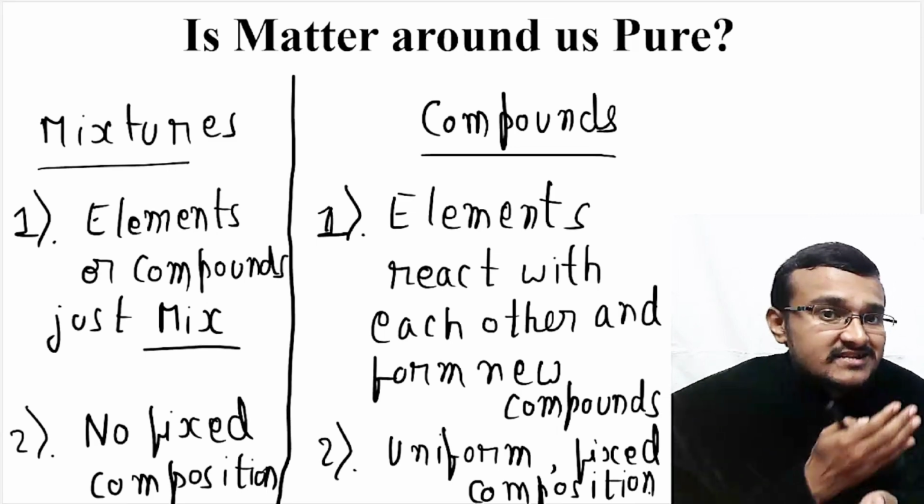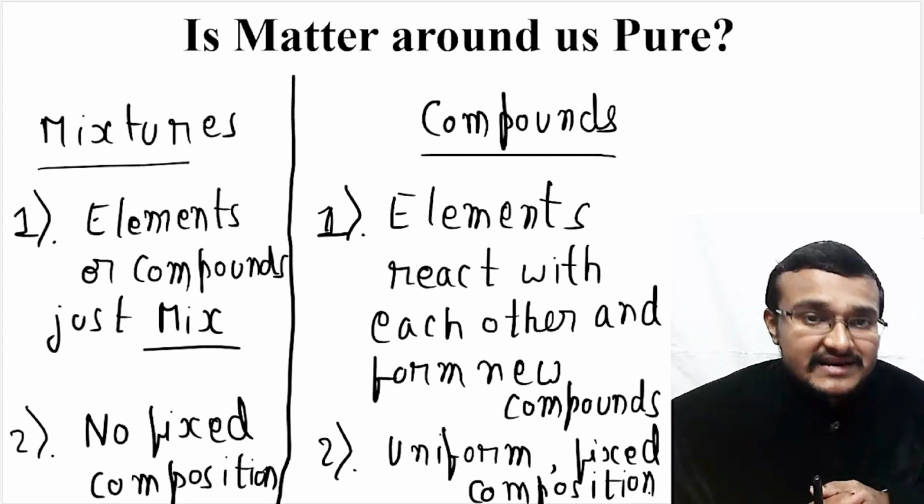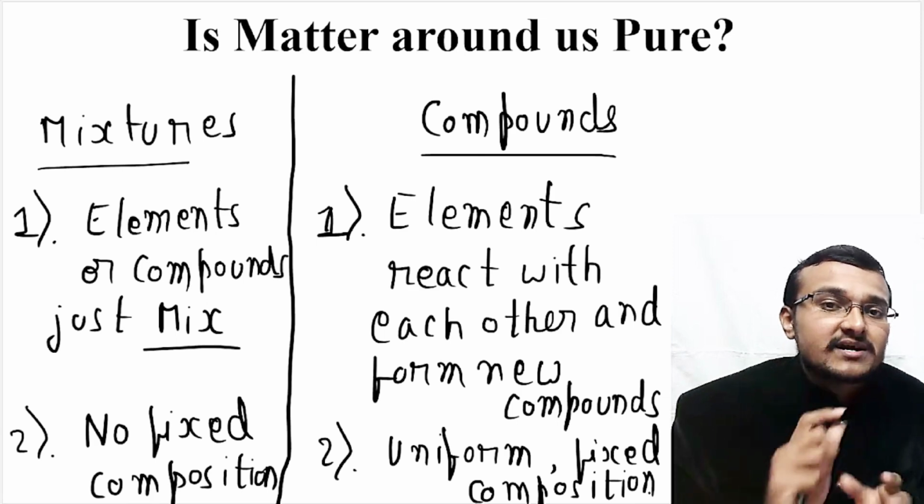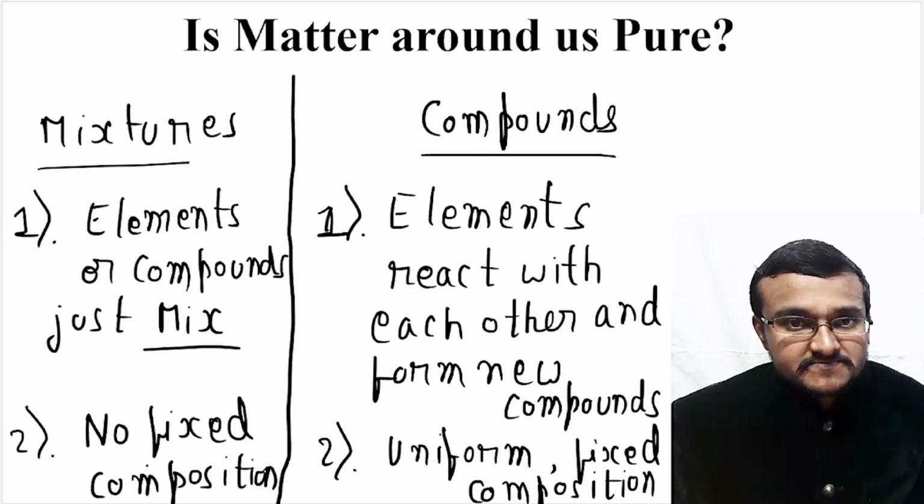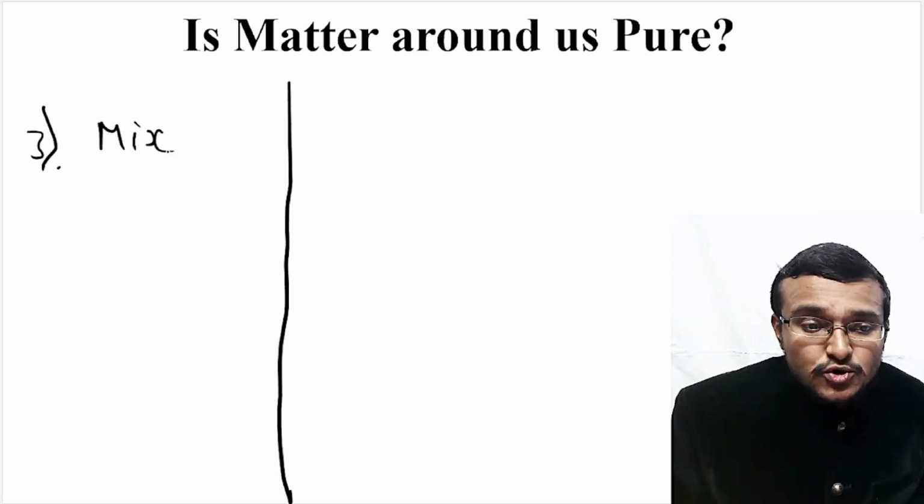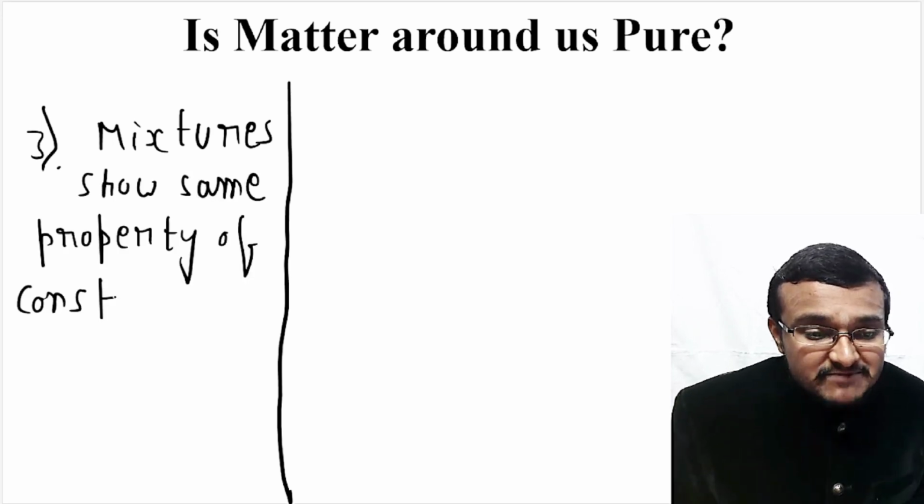But in mixtures, there is no fixed composition. They can have any kind of ratio because they are not forming any new compound. They are just forming a mixture. So this is the difference between mixtures and compounds. Coming to the third difference, mixtures show the same properties as their constituent substances.